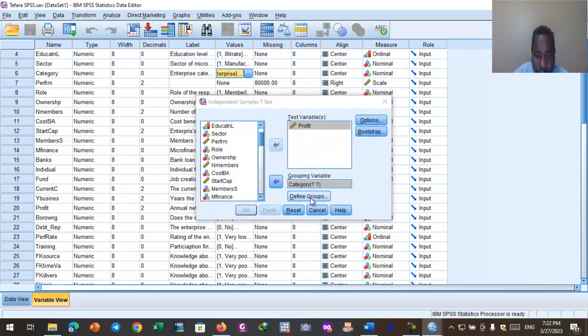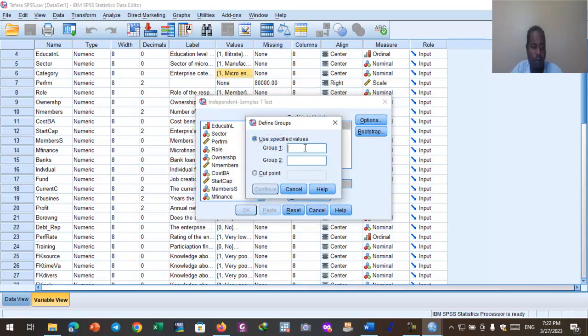Therefore, here we have to define the groups. Group 1 and group 2 we represented by 1 and 2. If we had represented them by 1 and 0, then we would have to write 1 and 0. Here we represented 1 as micro enterprise and 2 as small enterprise. It is just a nominal representation. It doesn't mean that 1 is less than 2 and 2 is greater than 1. It has no natural number meaning here, just a nominal, symbolic role in representing micro and small enterprises.